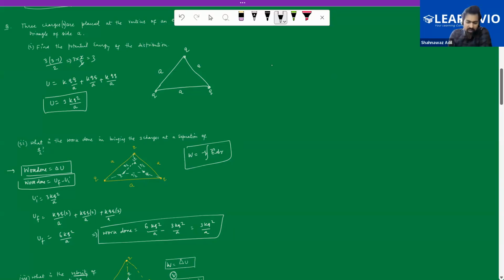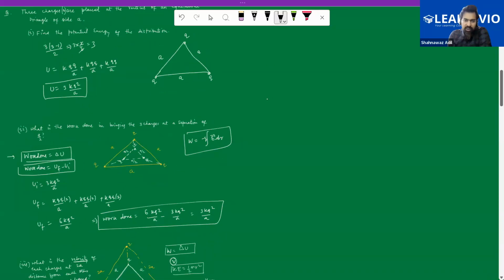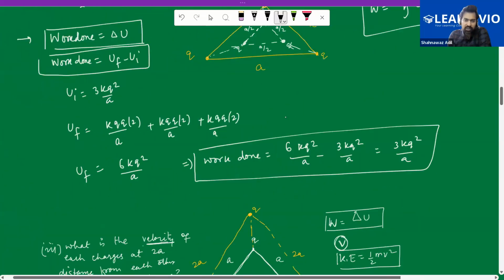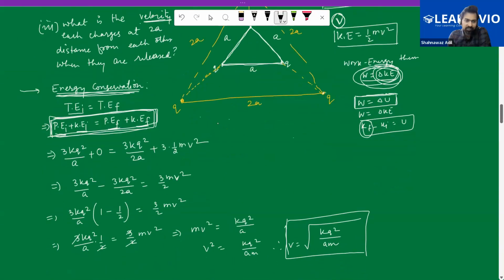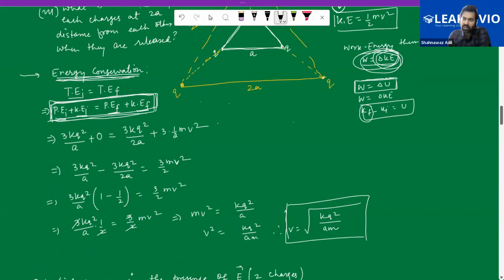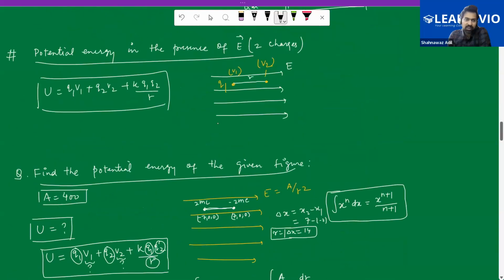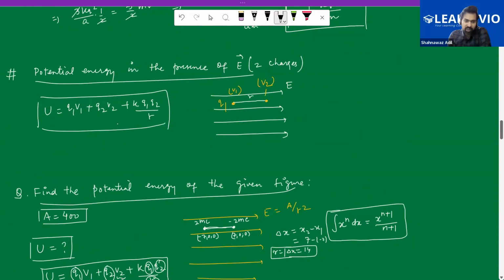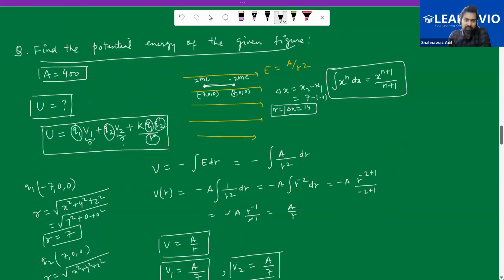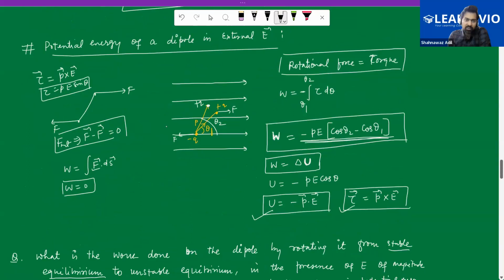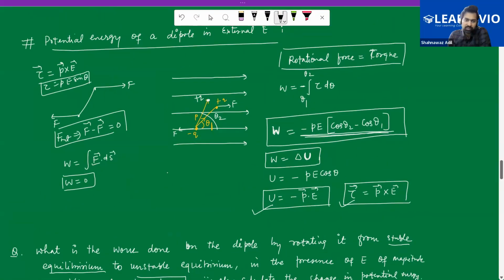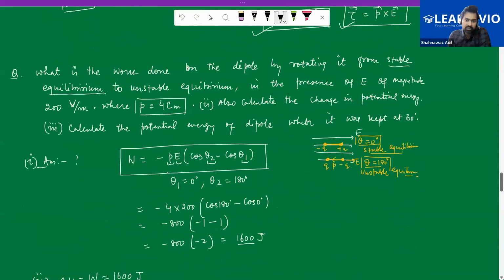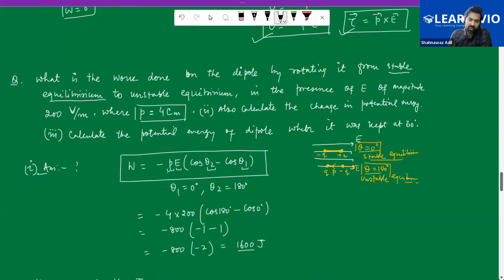Okay, so now let us find another question, right? This question is not needed, so skip this part, right? And then this one we have done. So yeah, this one we can do.